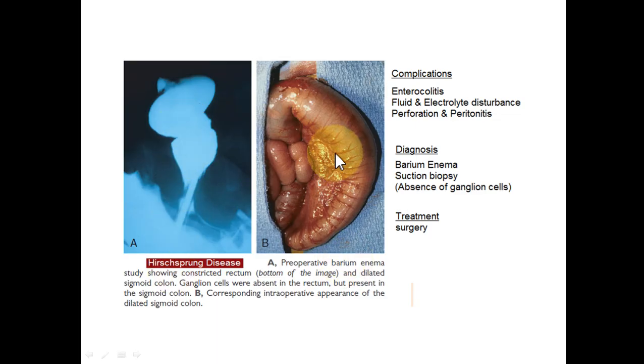And this is a picture in which we can see that the colon is dilated, which is known as the megacolon, and the absence of the myenteric plexus and medullary plexus leads to absent peristaltic contractions and causes intestinal obstruction here.